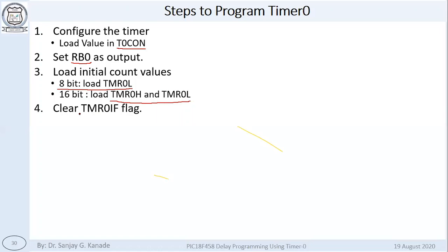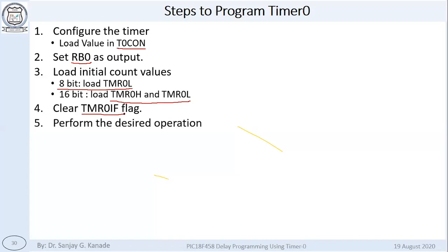Then we will clear the TMR0IF flag. What is this flag, by the way? TMR0IF is the timer 0 interrupt flag, which indicates the timer has overflown. In order to ensure that we do not have any residual value of this interrupt flag, we clear it, so that whenever it gets set, it will indicate that timer 0 has actually overflown.